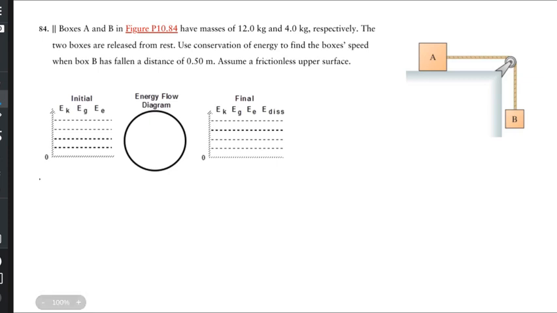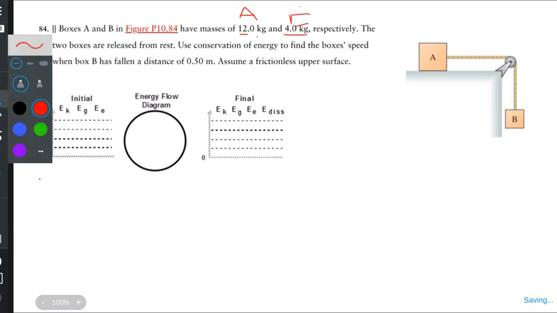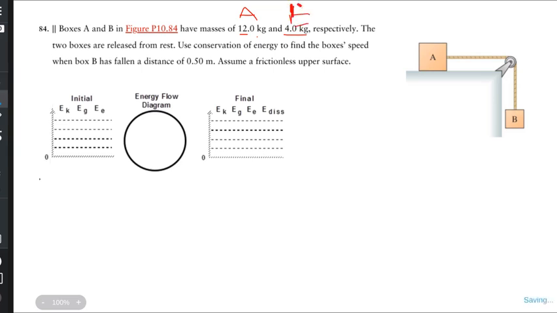All right, so we're back. And you see we have our two masses. We have our mass A here, and this is our mass B here, right? So this is our mass B. Maybe I'll make that bigger. Try that again, B. Yep. And they're released from rest. So we want to find the speed of box B. And honestly, it's the speed of both of the boxes, isn't it? After box B has fallen 0.5 meters.